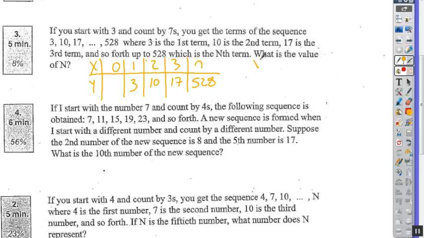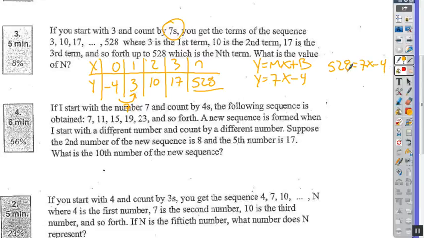And we know y is equal to mx plus b. We know our m value is our counting number, 7. So y is equal to 7x plus, and let's work backwards. I added 7 to something and got 3, so that must be -4. So I have y is equal to 7x minus 4. Great. Now 528 is my dependent variable, my y value. So I can write 528 is equal to 7x minus 4.